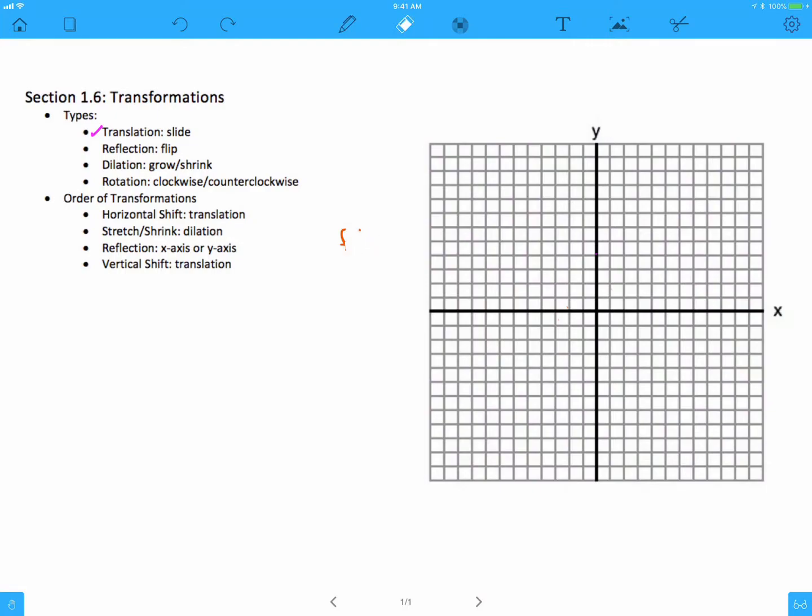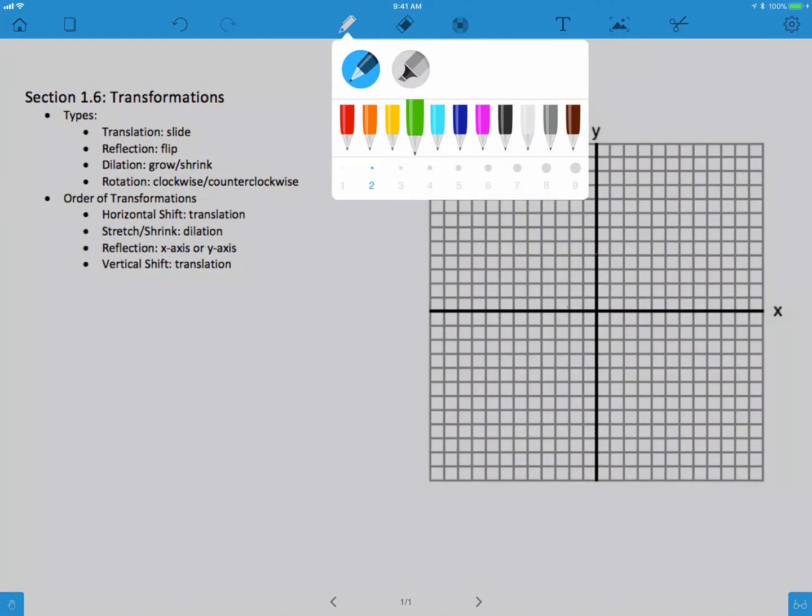All right, let's get rid of that. Okay, so we're now going to reflect this object. Let's reflect it across maybe the x-axis. So I'll make up a different looking graph here.